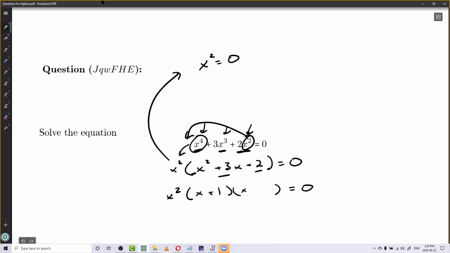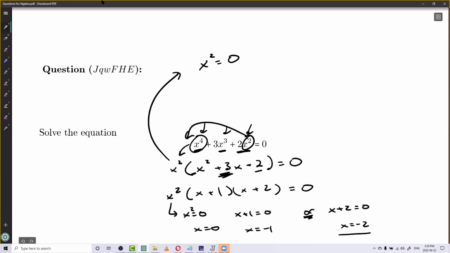1 times 2 is 2. And 1 plus 2 is 3. Okay? So now we've got the whole thing factored. Either x squared is 0, x plus 1 is 0, or x plus 2 is 0. And that translates to x being 0, x being minus 1, or x being minus 2. And there they are. So that's our solutions to this particular quartic equation.